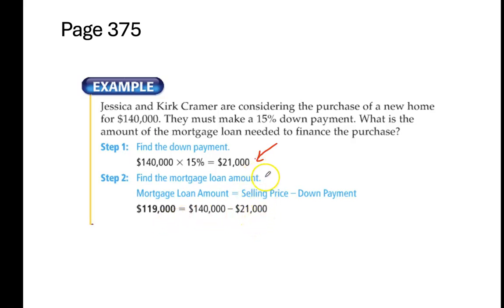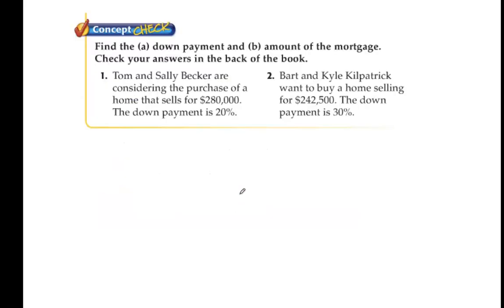So on your notes, you have this example. You need to do two steps, step 1 and step 2, which means you need to write down the first step, how much that is, and then find the second step. Let's look at some examples. Find the down payment and the amount of the mortgage. Sam and Sally Becker are considering a purchase of a home that sells for $280,000. The down payment is 20%. I need to find the down payment, A, and the amount of the mortgage.